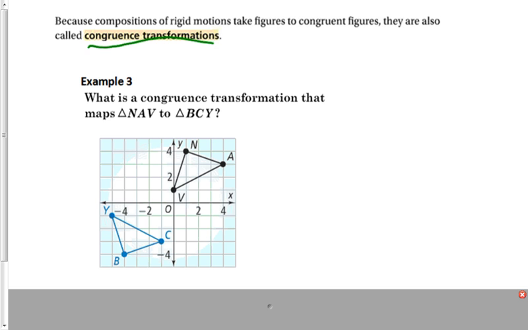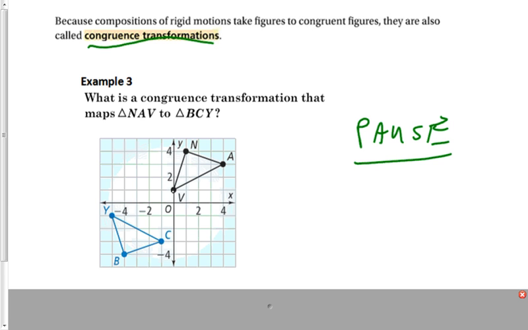So here's what I'm thinking. If you want to pause it and try to look at this for a little bit and think about how you could map triangle NAV to triangle BCY, go ahead and do that for a second. I think that'd be great for you to try to think about it. But now I'm going to talk to you about what I think would work.